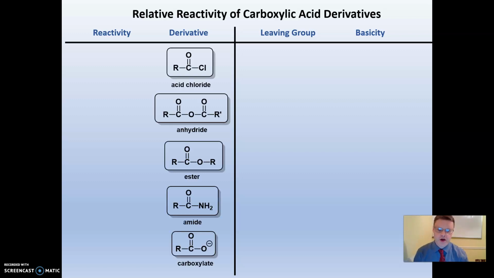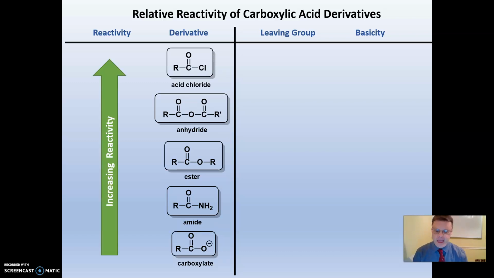So these are our carboxylic acid derivatives here that we showed on the previous slide. And their reactivity increases from the bottom up to the top. So the least reactive would be the carboxylate, followed by amides. Amides are fairly stable. Then we have esters, and then anhydrides and acid chlorides are fairly reactive.